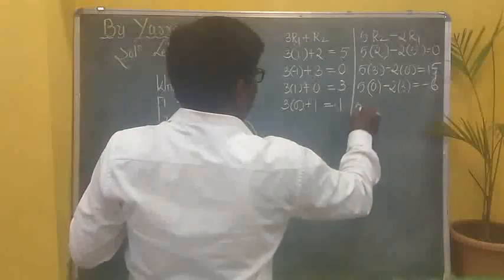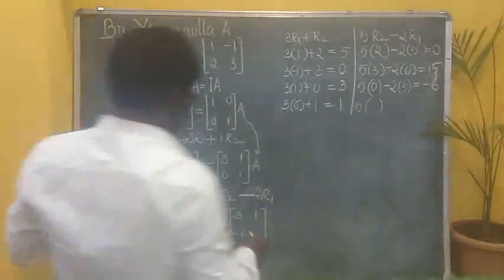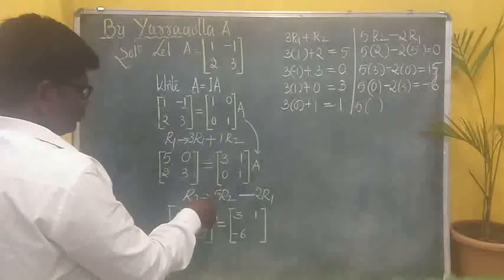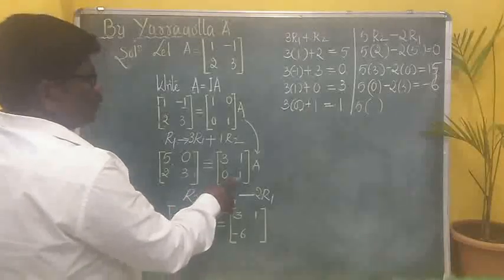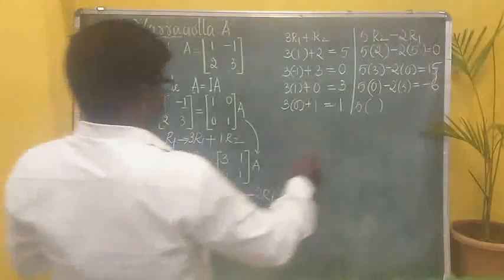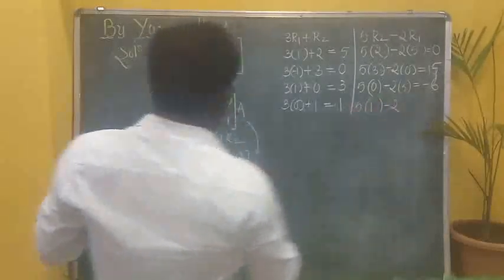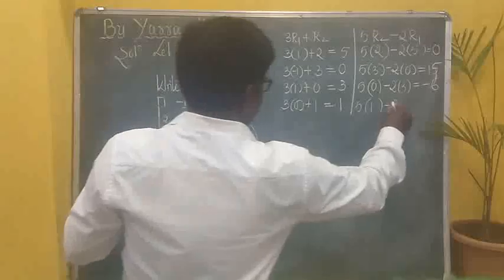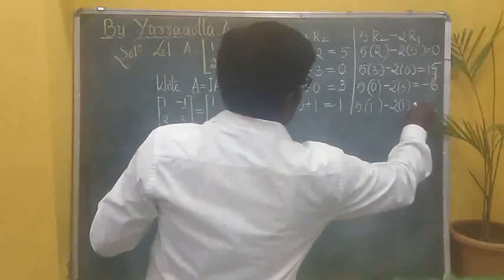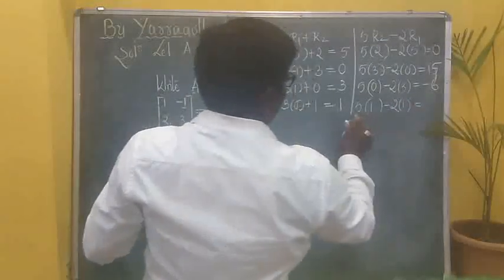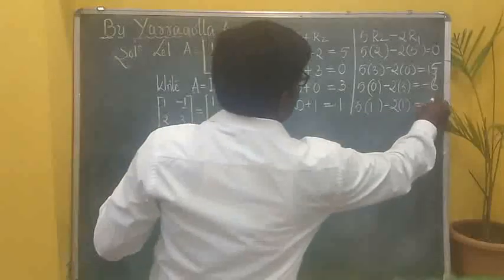Next, 5 into... What is the second element here? 1. Minus 2 into the corresponding element 1. So the answer is 5 minus 2. So it is 3.